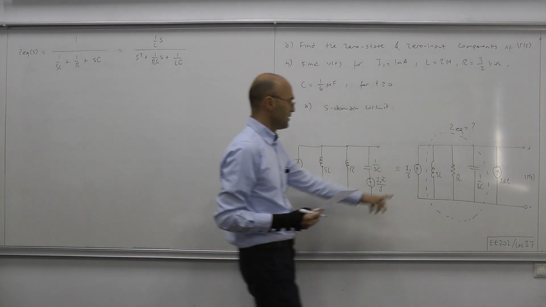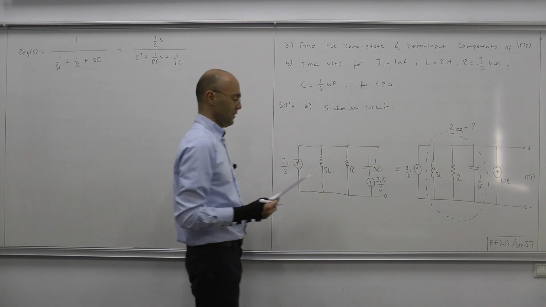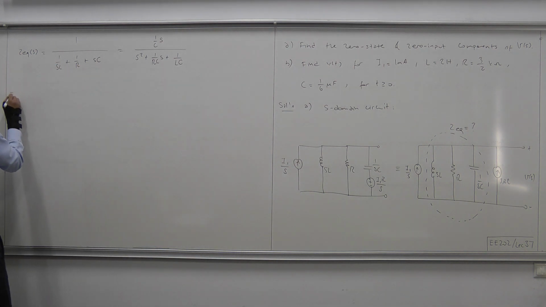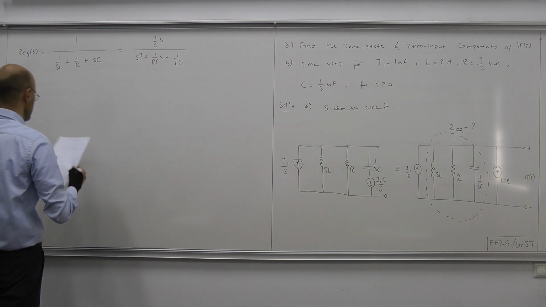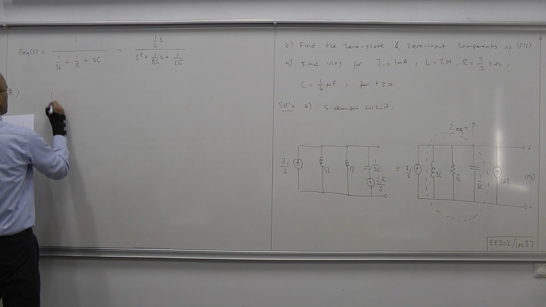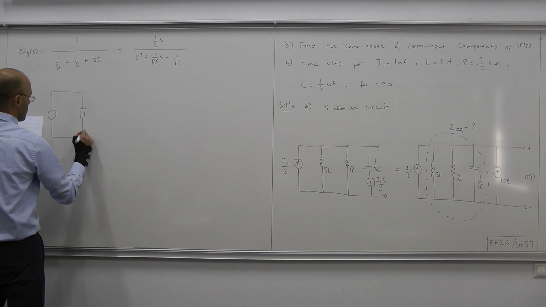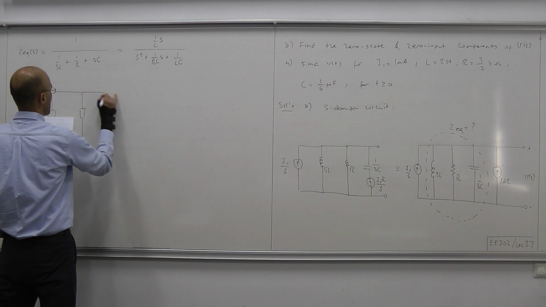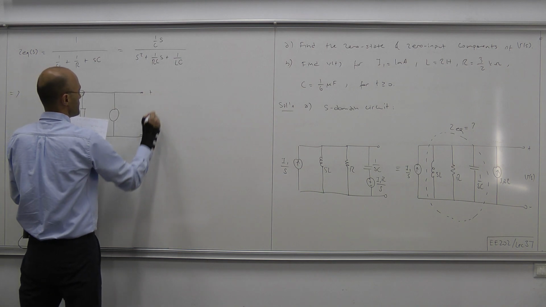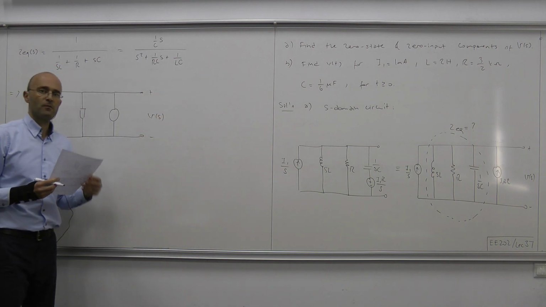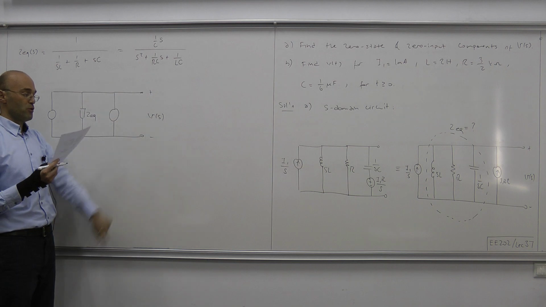And now what we have is 2 current sources, and parallel to those 2 current sources we have the equivalent impedance. So let's therefore redraw the simplified version for our circuit. We have this topology now, okay? And we are after this voltage, okay? V of S. This is our Z equivalent, which we just computed.